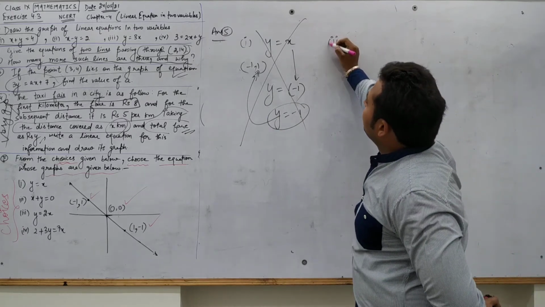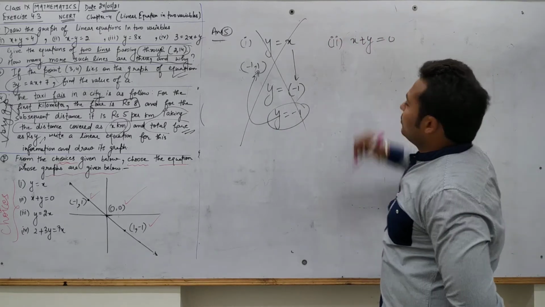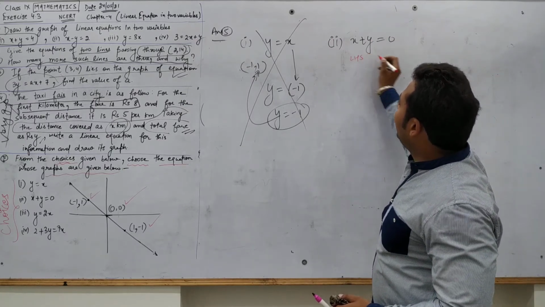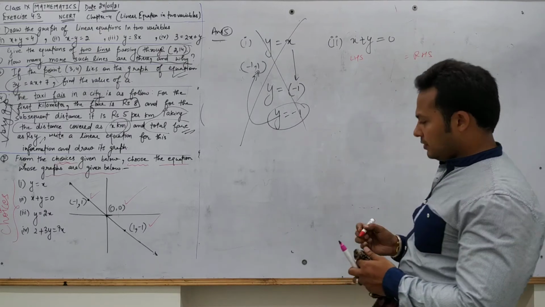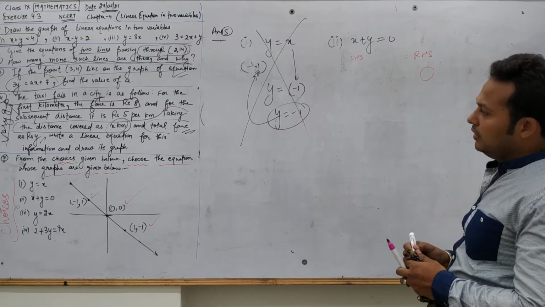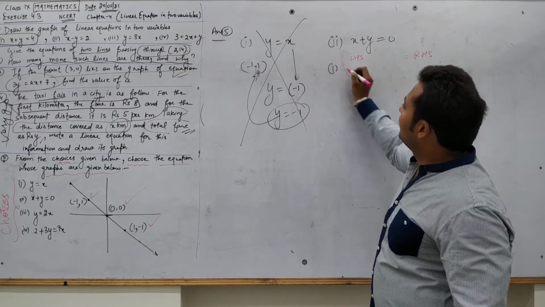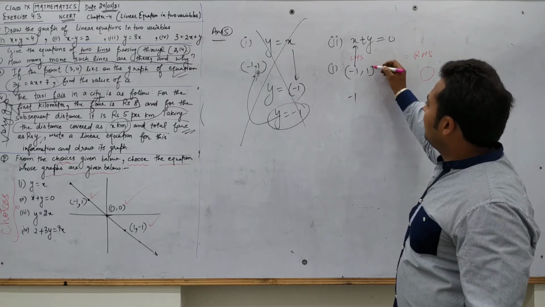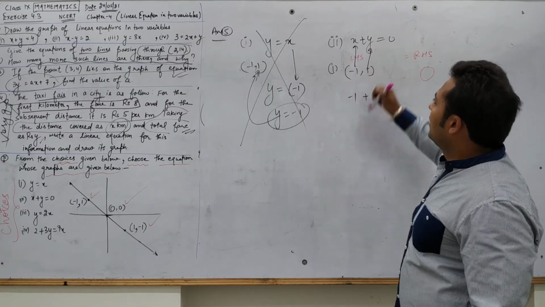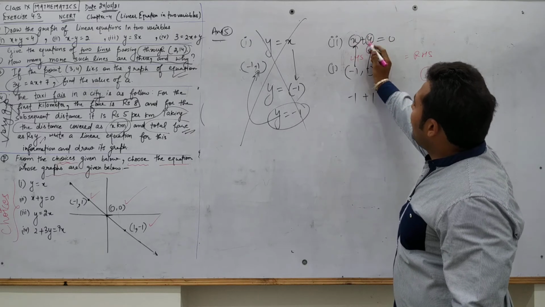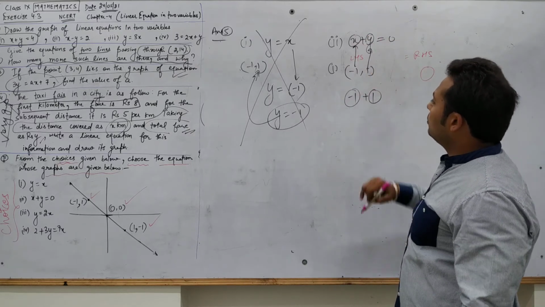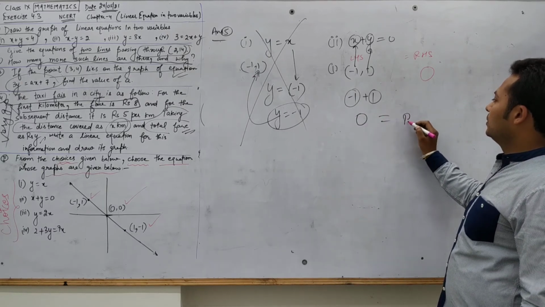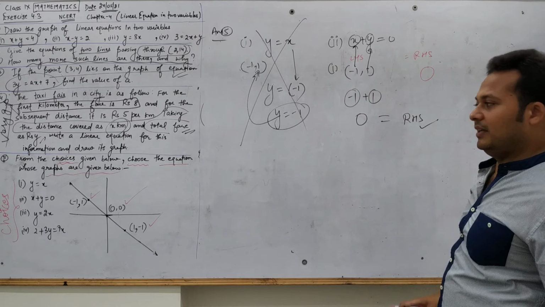Take second, x plus y equals 0. Okay, now take LHS and RHS. Our right hand side is 0. First point is minus 1 comma 1. Put x equals minus 1, put y equals plus 1, and we are to add these. Minus 1 plus 1 results as 0. 0 equals RHS. Okay, so this one is satisfying.